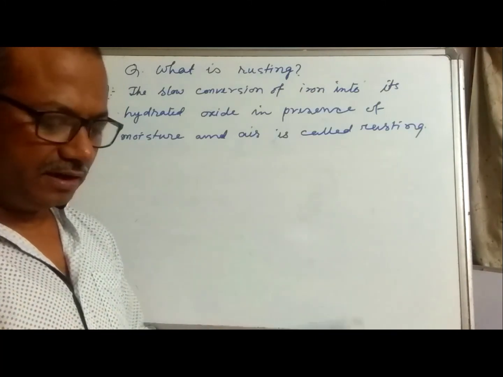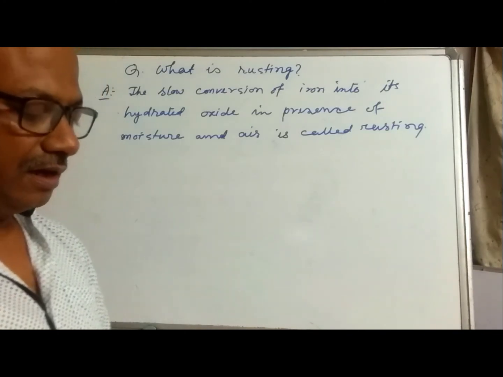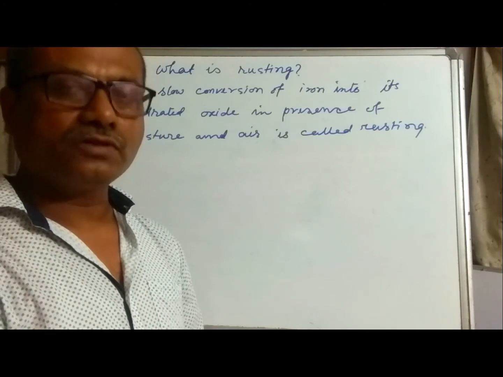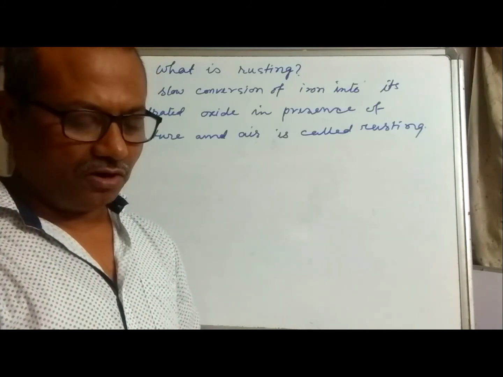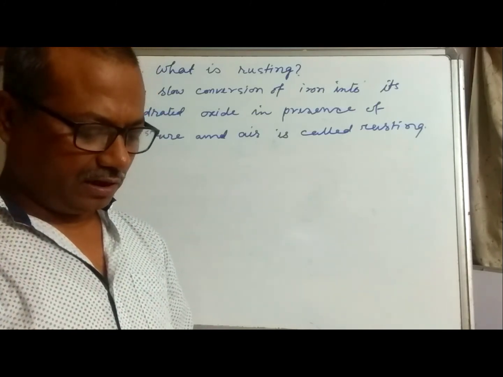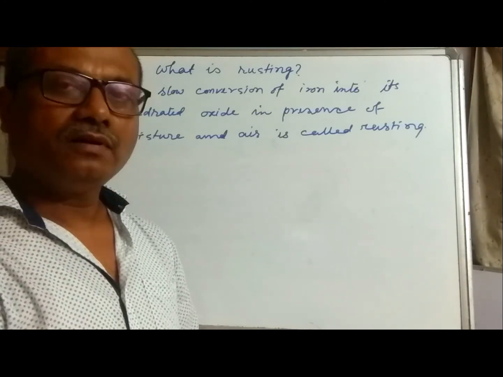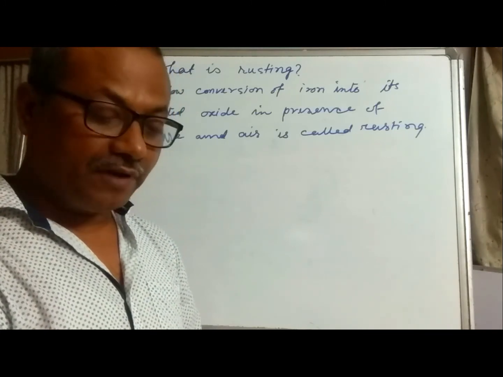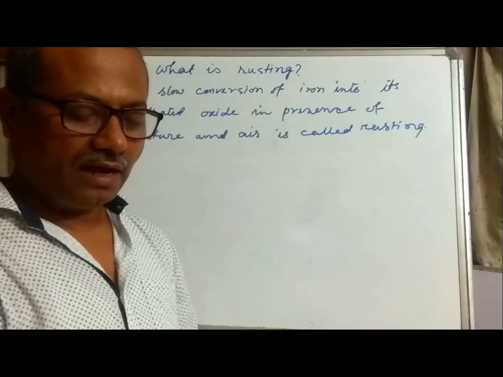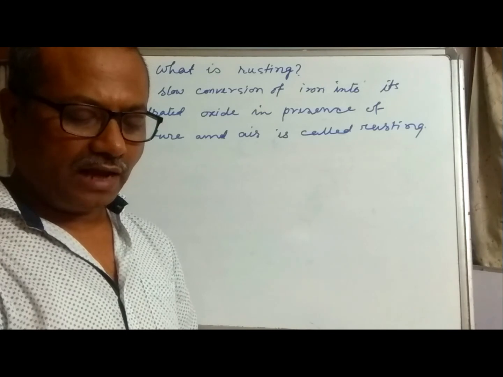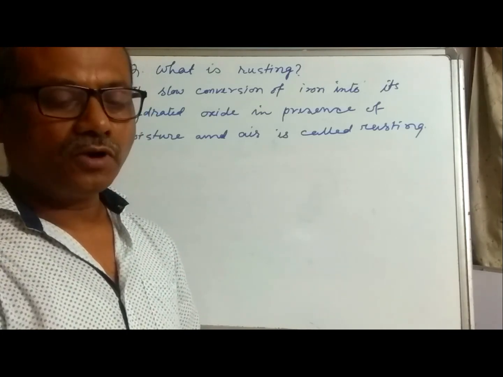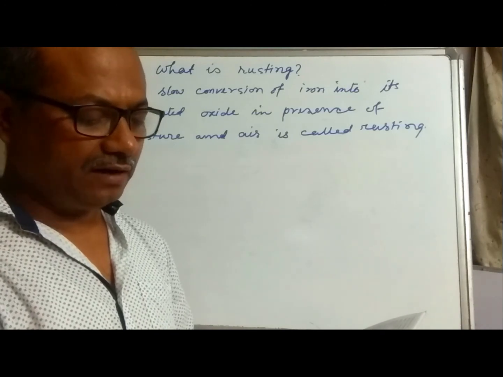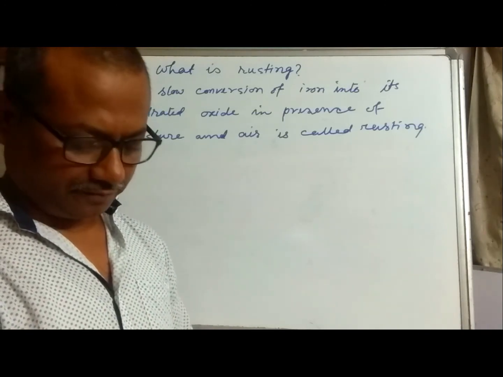So, how can we prevent iron from rusting? You can read in the next page, methods of prevention of corrosion. There are certain methods given in your book. Read them. The methods are: paint, grease or oil, galvanizing, electroplating, alloying, anodizing, cathodic protection. These are the methods applied to prevent corrosion.